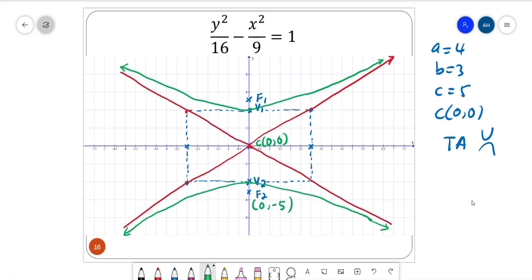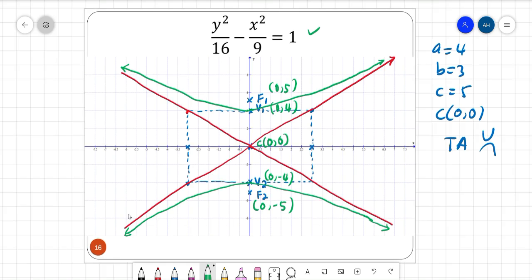V2 is (0, -4), F1 will be (0, 5), and V1 is (0, 4), like that. And this will be the graph of this equation, y squared over 16 minus x squared over 9 equal to 1. Okay, that's the graph of it. Now let's proceed to the next example.